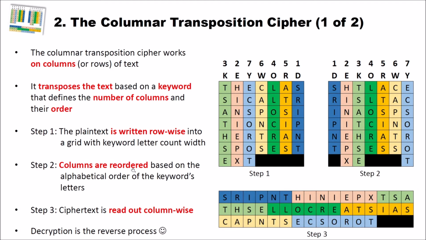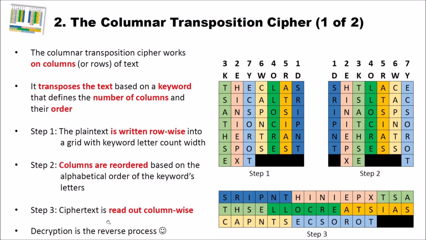Then the columns are reordered based on the alphabetical order of the keyword's letters. So we have here the first column is now the column with the 1, the D column. Then we have the E column, which is 2, the K column, which is 3, and so on. And I marked the columns with a color so that you can see where each color went to. Then in the final step, step 3, the ciphertext is read out column-wise. So you read this column here and write this into the ciphertext. The second column here, the third column here, and this here then is our ciphertext.